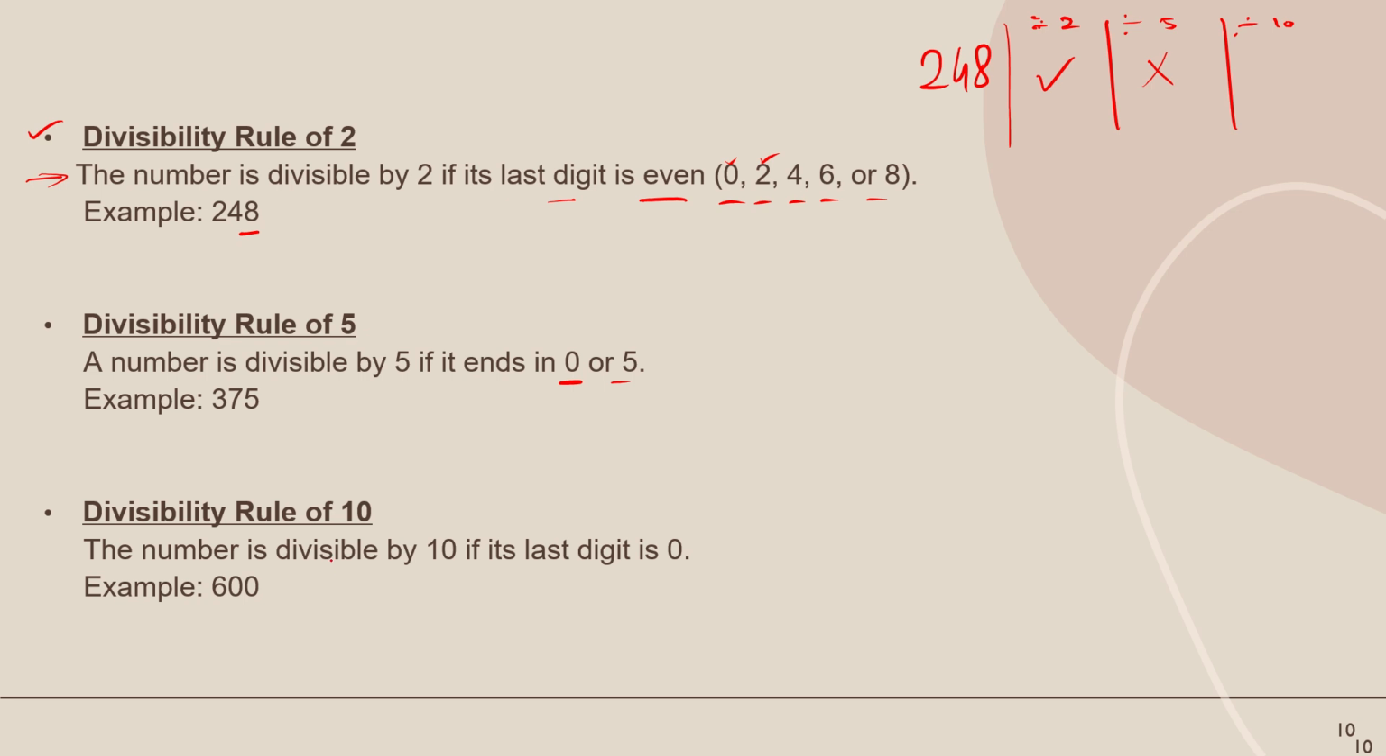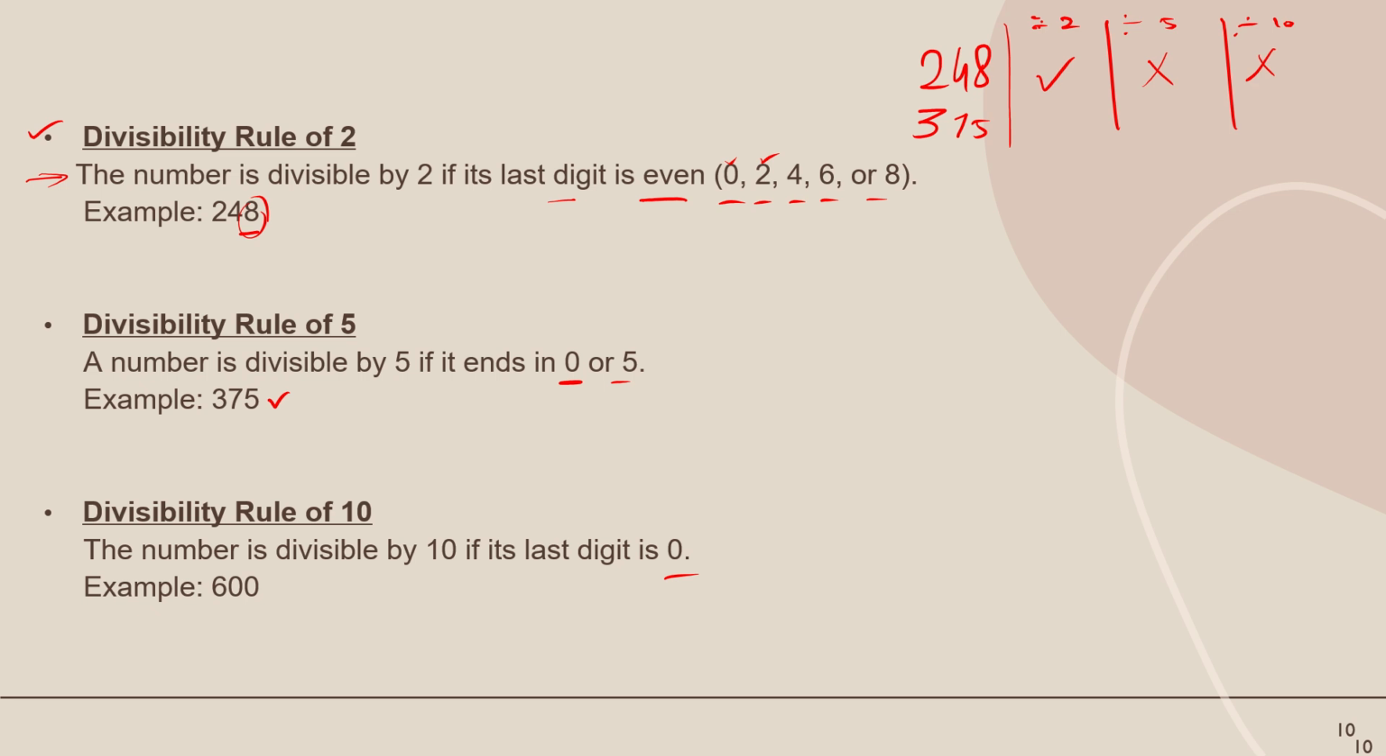Now what are the conditions for 10? A number is divisible by 10 if its last digit is 0. There is no 0 at the end of 248, so again 248 is not divisible by 10. Now next, 375.